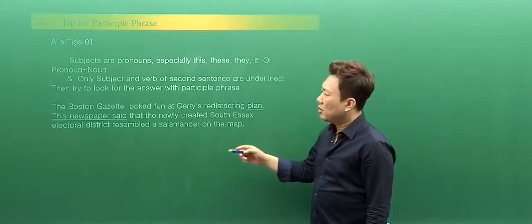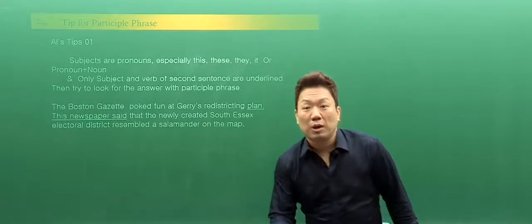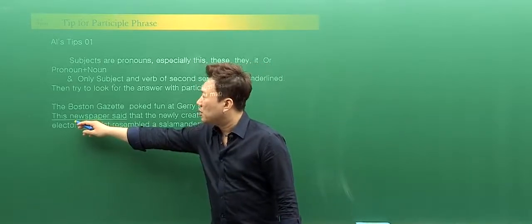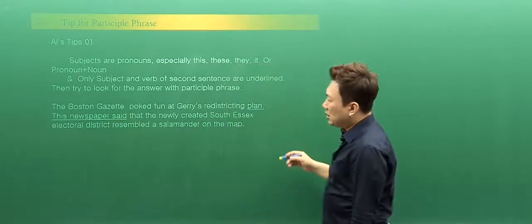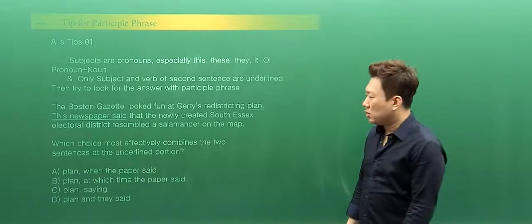Okay, here. What's the subject of the second sentence? This newspaper. Pronoun plus noun, right? And the verb. Underlined part is what? Not only subject, but also verb, right? So in this case, you have to check what? Participle phrase. Let's look at the questions.